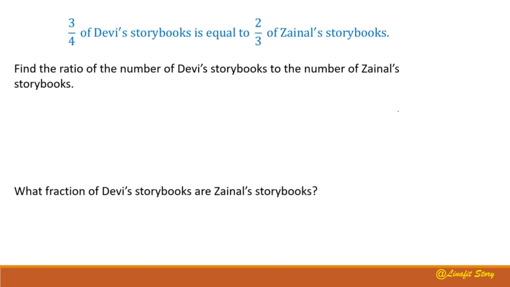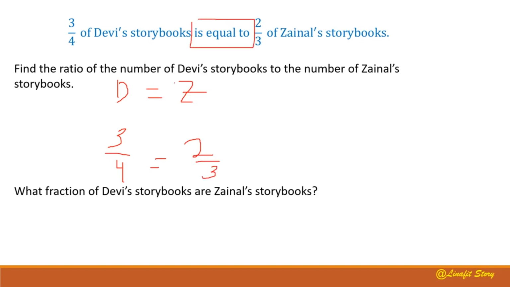Three out of 4 of David's storybooks is equal to 2 out of 3 of Zainal's storybooks. So in the question, find the ratio of the number of David's storybooks to the number of Zainal's storybooks. So David is equal to Zainal. 3 out of 4 is equal to 2 out of 3. So be careful over here, there is the keyword "equal to". So the numerator between David and Zainal must be the same. So 3 times 2 equals 6.